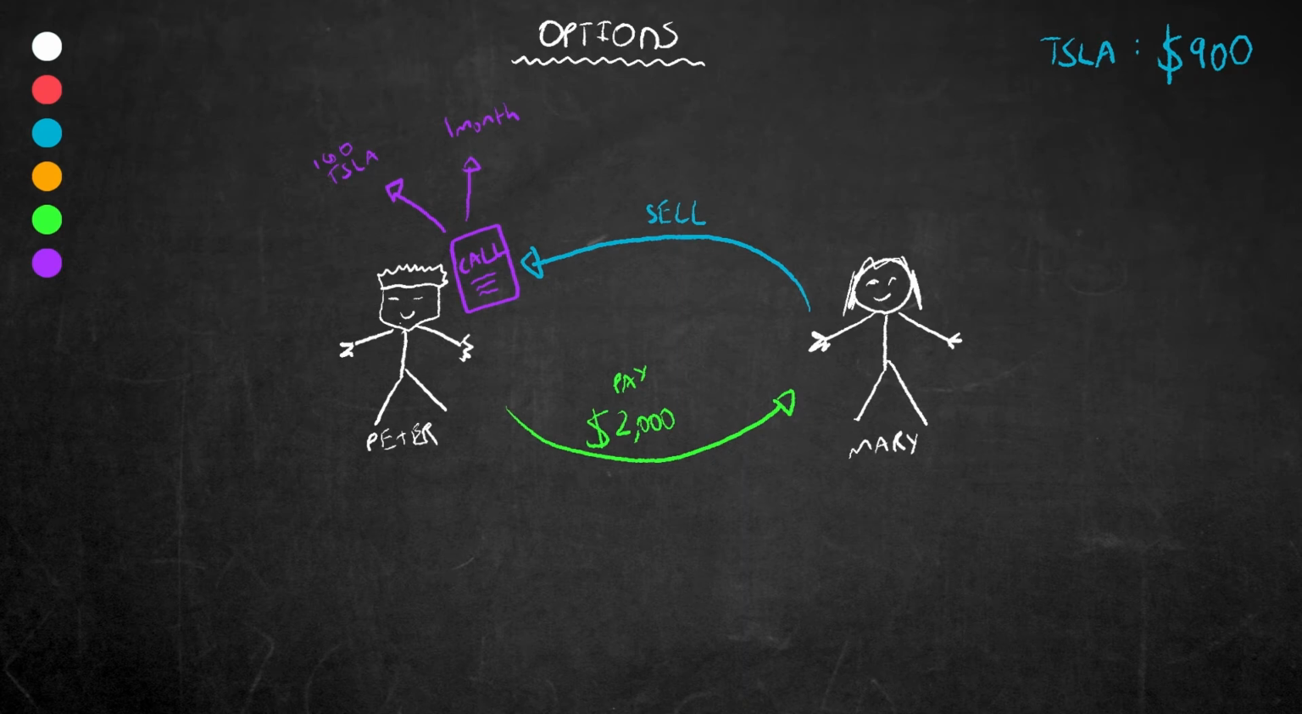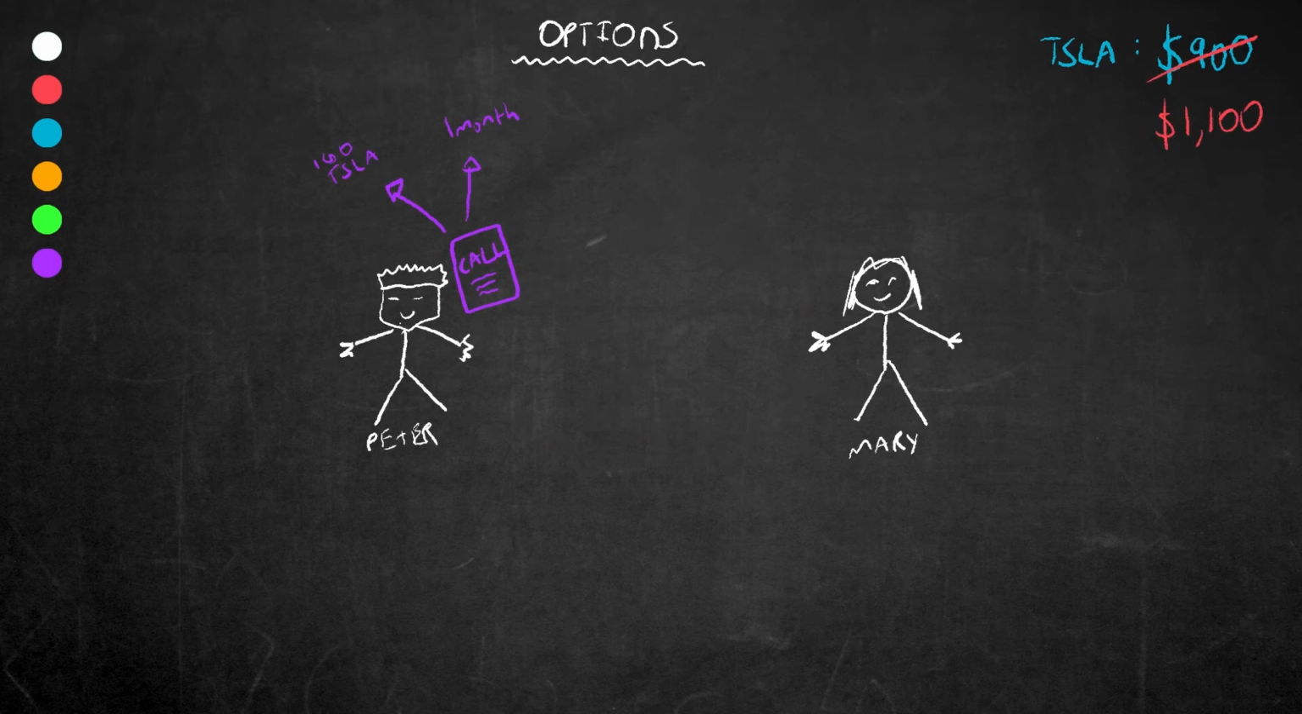Because he could just go to the market and buy shares for $900. Why would he want to buy shares at $1,000? Well, it doesn't make sense for him, at least not yet. However, let's say a few weeks later, Tesla shares do go up to what Peter thought, $1,100 a share. Now Peter has the right to buy 100 shares of Tesla at $1,000 as opposed to $1,100.